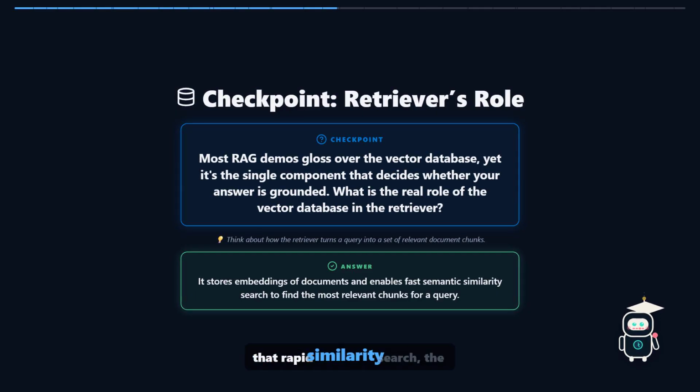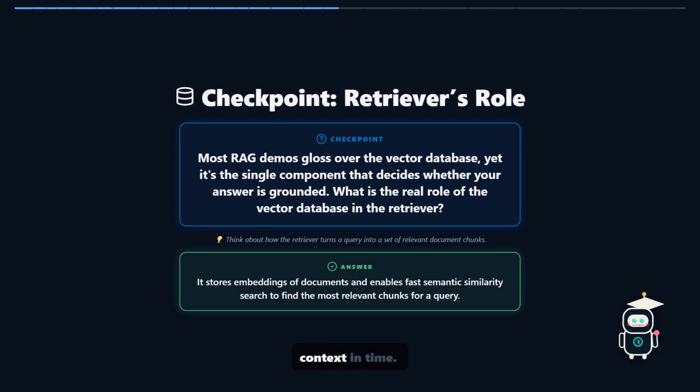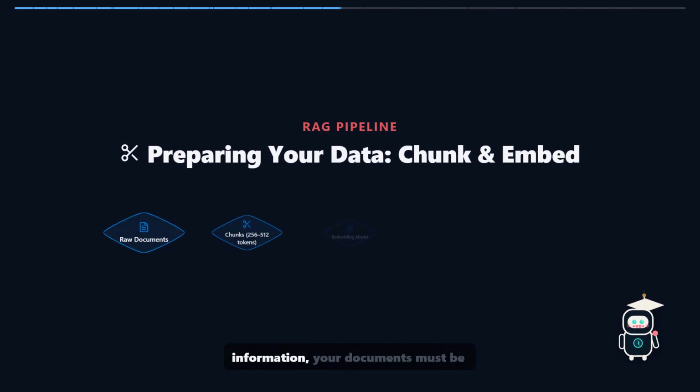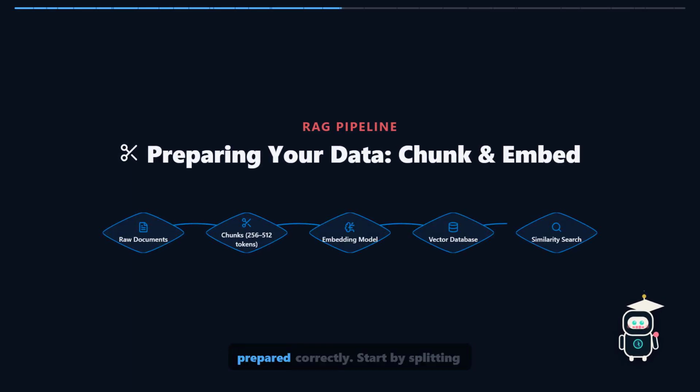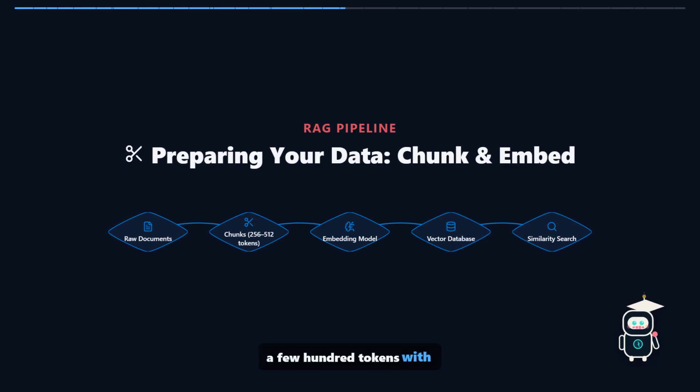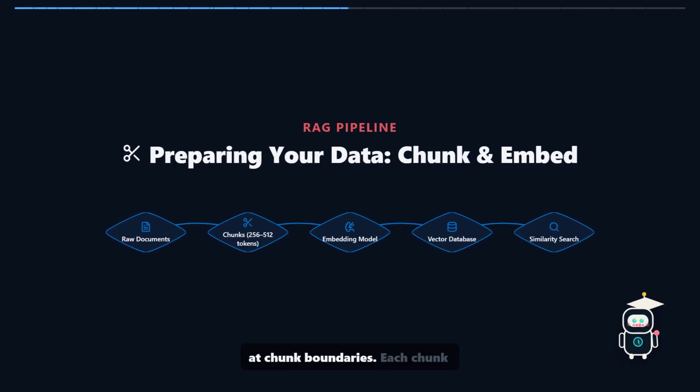Without that rapid similarity search, the retriever couldn't deliver the right context in time. Before your AI can retrieve information, your documents must be prepared correctly. Start by splitting documents into meaningful chunks, usually a few hundred tokens with a small amount of overlap, so important context isn't lost at chunk boundaries.